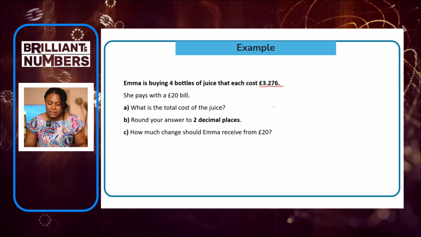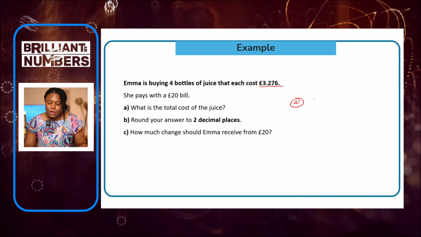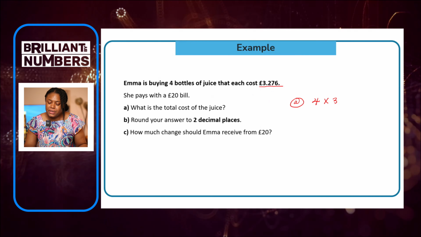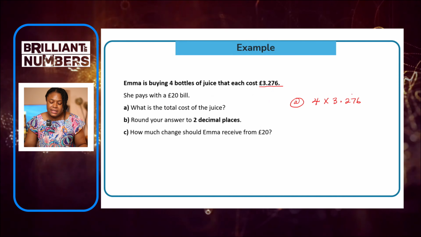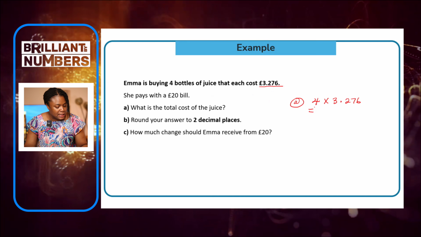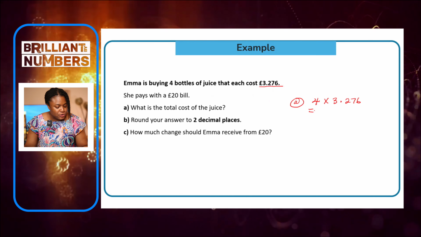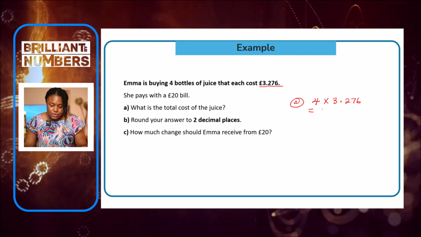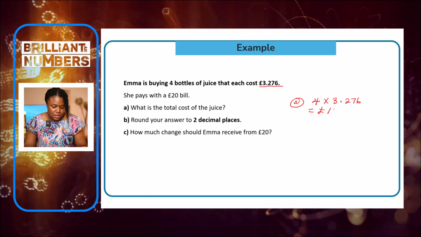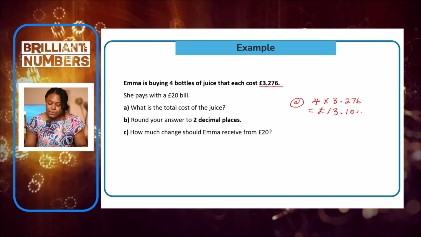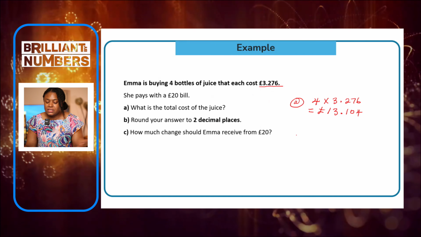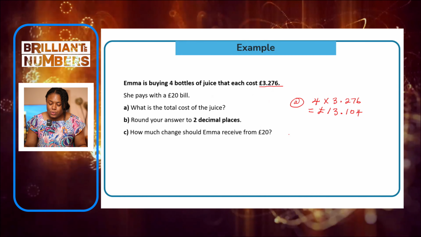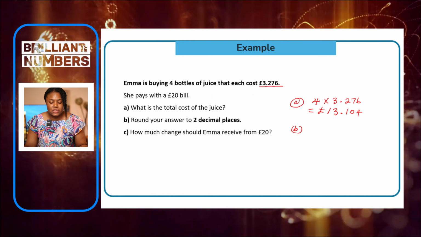Again, we're going to put that in our calculator. So part A, 4 multiplied by 3.276. Just put that quickly in our calculator. So 3.276 times by 4. So we get 13.104. Now, the question didn't ask us about any rounding, so we move on to part B, which asks us now to give the answer to 2 decimal places.